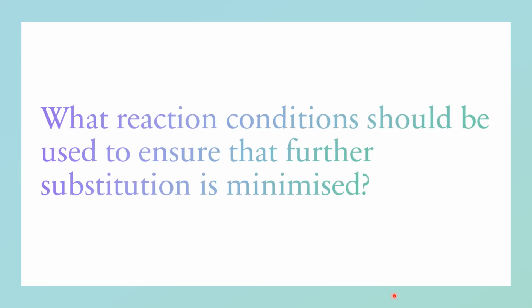We have a question at the bottom, just below the fourth substitution there on page 10, and it says, what reaction conditions should be used to ensure that further substitution is minimized? And this is what you want to do. If you want to create a primary amine, you want to prevent these substitutions from happening, or you have just wasted all of your time, and it will have been hours that you have wasted and lots of money. So you're going to probably get a bit of a telling off if you do that in the lab.